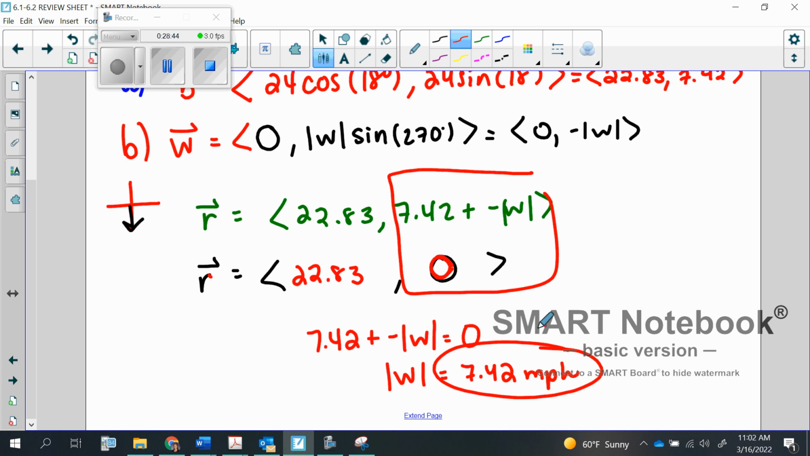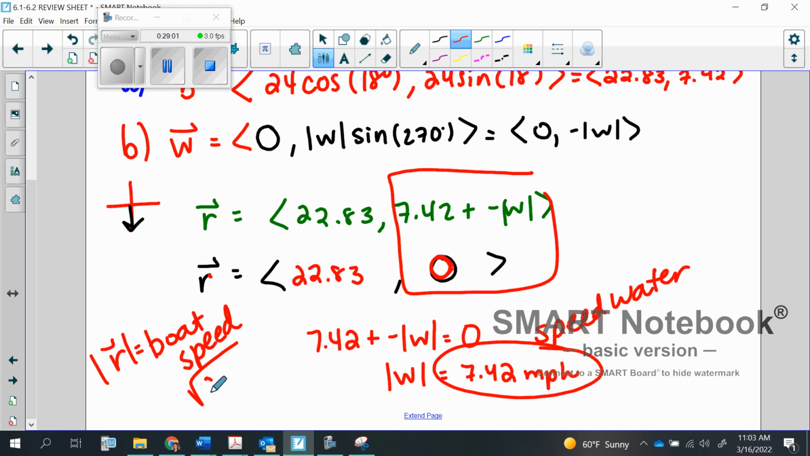So we'll get the speed of the water, and then we'll get the speed of the boat by just finding the magnitude of r. And it shouldn't be surprising, since the y component is 0, that when you take the square root of 22.83 squared, you're just going to get 22.83 miles per hour.